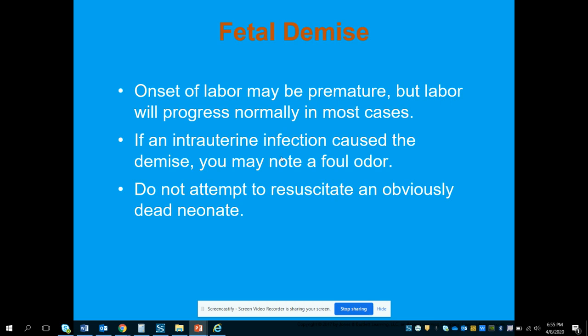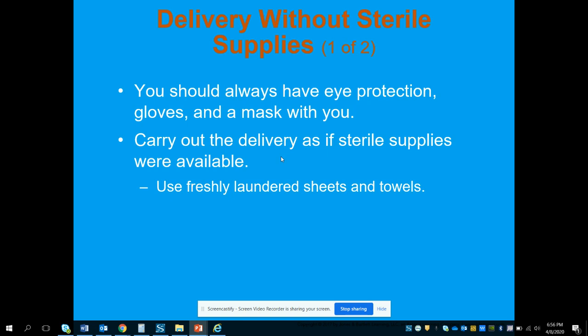So things that we're looking for here for obviously dead would be if the baby is completely limp, if it's gray, if the skin is sloughing off. I don't mean that the baby is just limp and blue and requires some resuscitation, but again, a foul odor, just obviously dead. Those are times when we should not attempt to resuscitate. And the biggest thing from here is going to be emotional support for the mom.